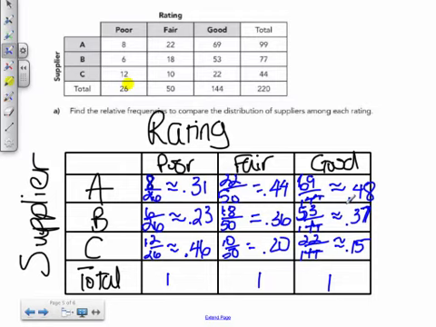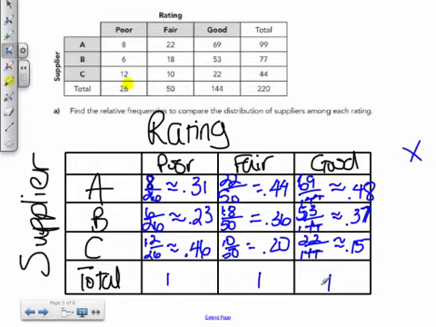Now, you might have noticed how there was only a total row, but there was no total column right here. And the reason why is because you're figuring out what percentage of each rating was in each supplier. You're not figuring out what percentage of each supplier got a specific rating. So it's not out of this total column at all. It's really out of this total row right here, and that's why, again, you only have a total row down here. And when you're finding the relative frequencies, it should be 100% down here, okay?